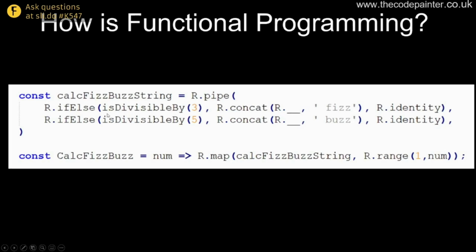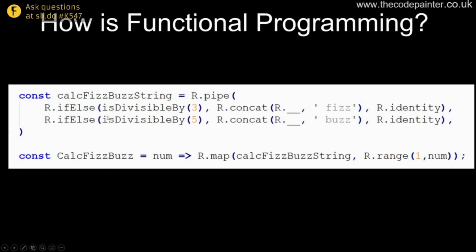It's saying first, is it divisible by 3? I'll get onto that in a mo. And if it is, do r.concatenate. I'm putting the hole here to say my original item goes here, and then we append fizz. Otherwise, if it is not divisible by 3, then r.identity, that means return the original value back unmodified.